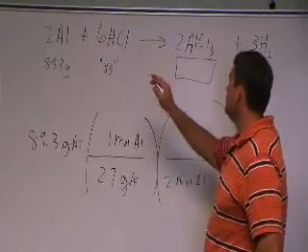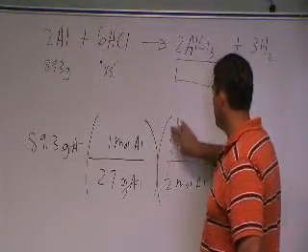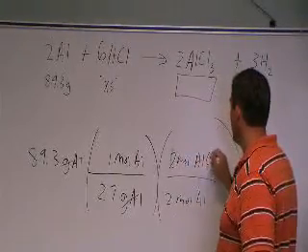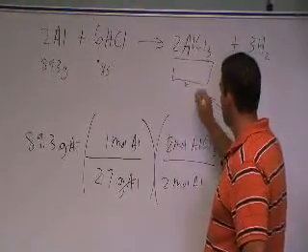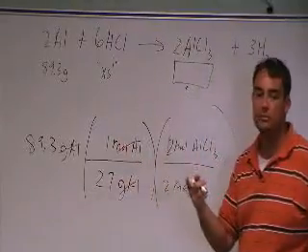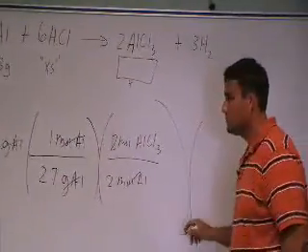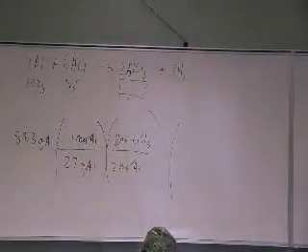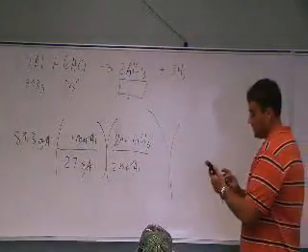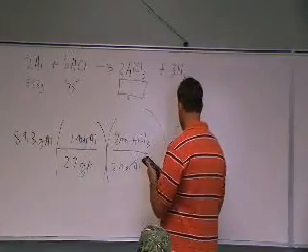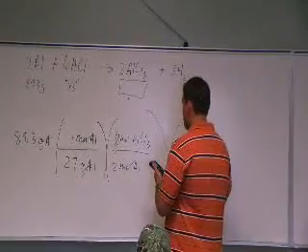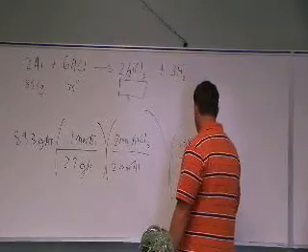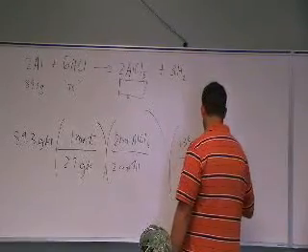Now, wait a minute. 2 moles of aluminum chloride. You see, why am I putting aluminum chloride on the top? Well, that's the thing I'm looking for. Okay. 35.5 times 3 plus another 27 should give me 133.5 grams of aluminum chloride per 1 mole of aluminum chloride.